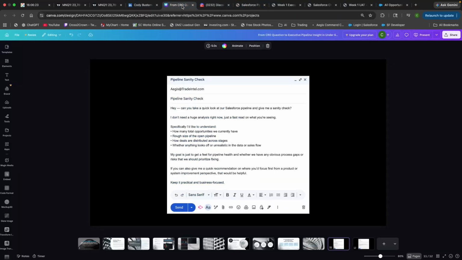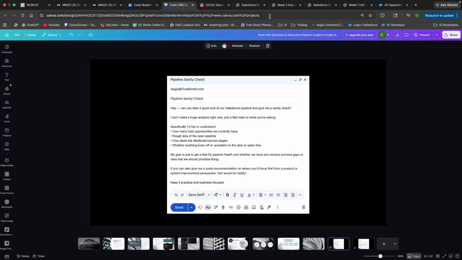It also has lead and account information as well. So the very first thing that I did was I talked to Aegis, who's my lead AI agent, and I said I wanted some sort of pipeline sanity check. So I just said, hey, can you take a quick look at our Salesforce pipeline, give me a sanity check? Here's some things I care about: deal size, how are the deals distributed across stages, typical pipeline requests that you might get from a revenue department, right?